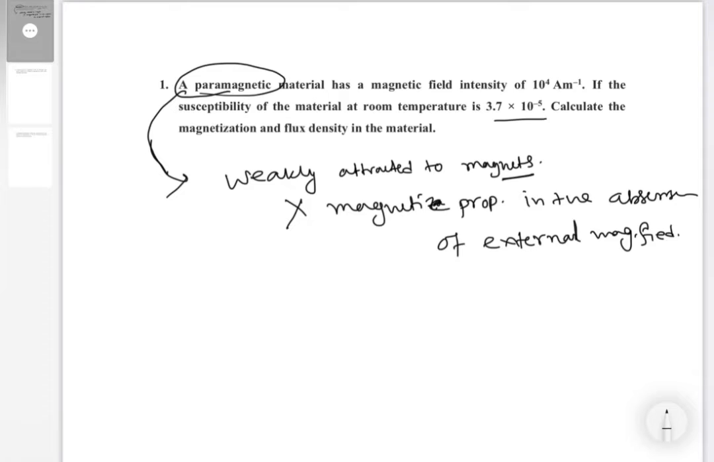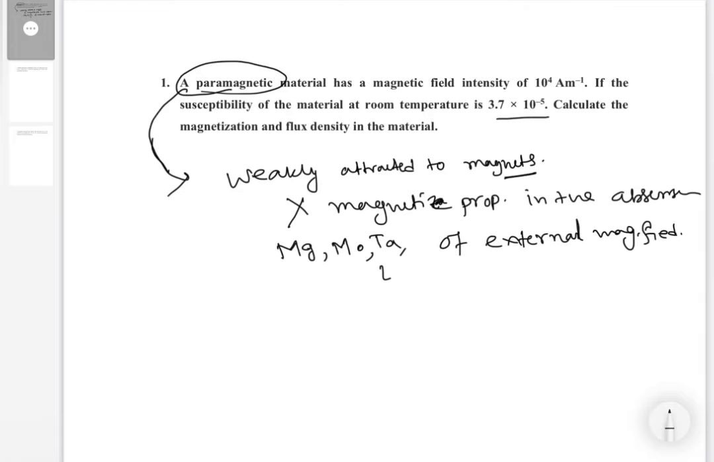So what are those materials? I can take some examples like magnesium, molybdenum, tantalum, as well as lithium. So in this problem, the field intensity H is given by 10 to the power 4 ampere per meter. This unit should be dealt with very cautiously.